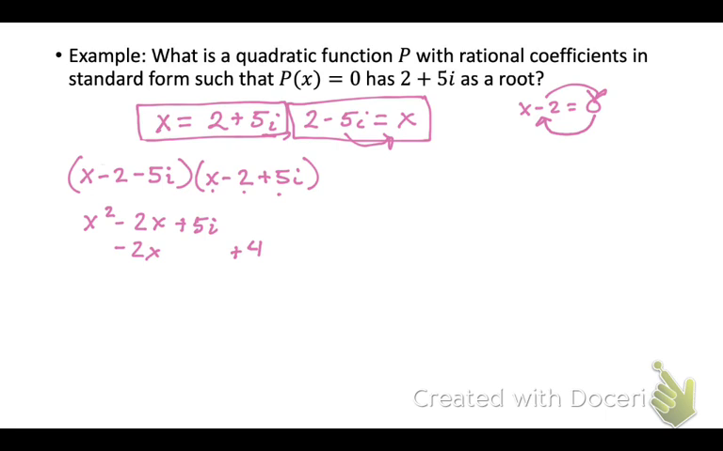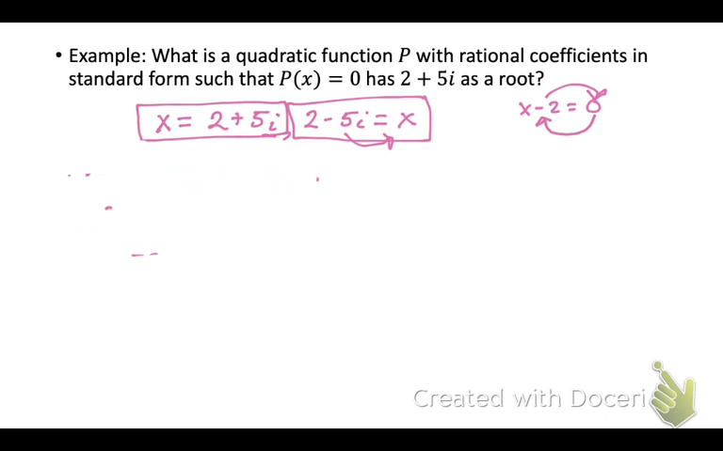Guys, I'm just distributing. I'm not going to do it for you, you have to do it on your paper. So our factors were x minus 2 minus 5i and x minus 2 plus 5i. I want all of you to do it because you were not doing it with me. You were just waiting for me to write the answer. Do it. Multiply.